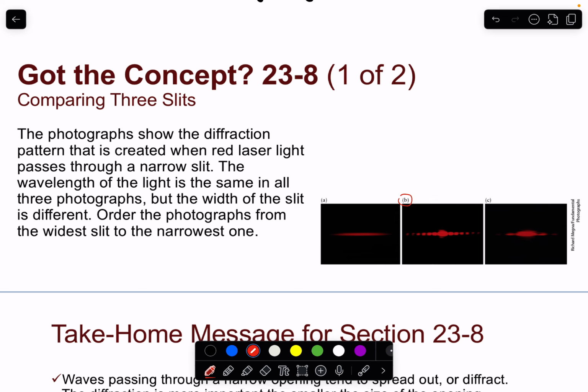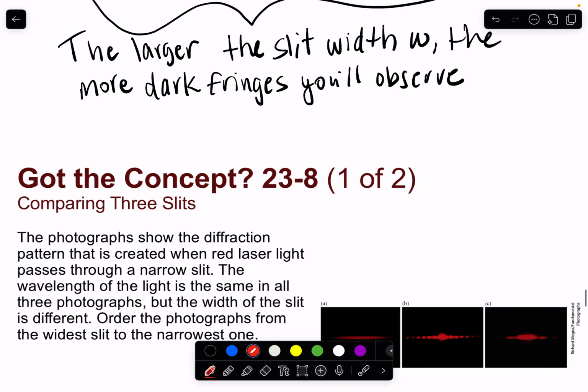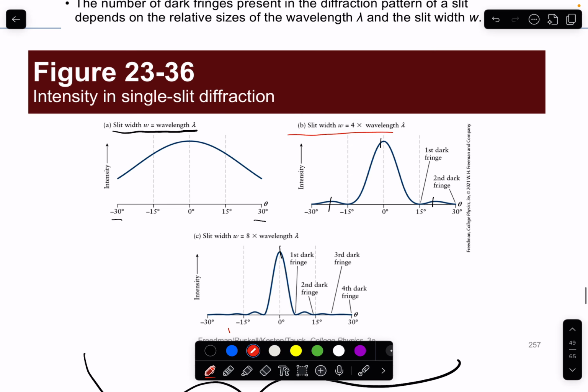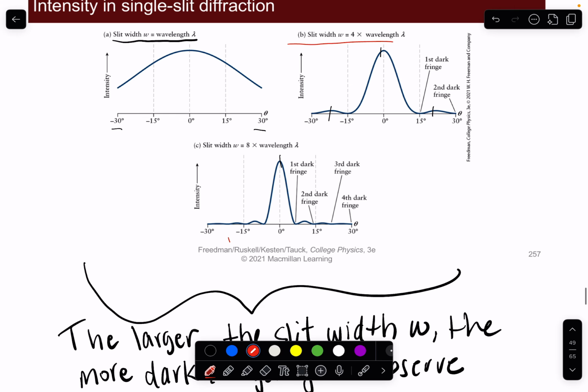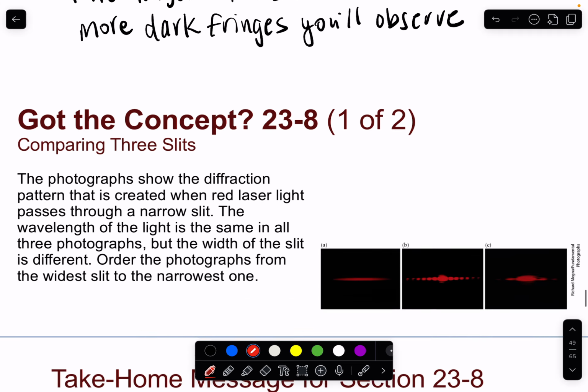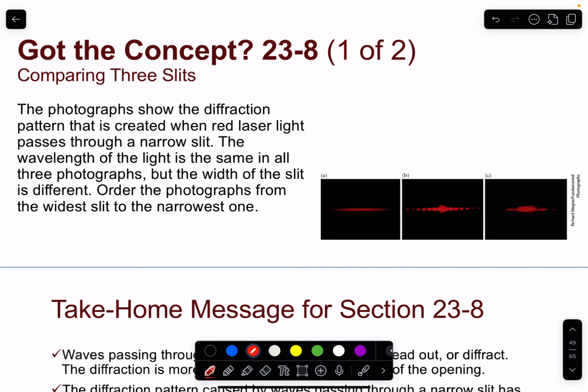So with that in mind, order them from widest slit to narrowest slit. So the widest slit would have more dark fringes, okay? So B would be the widest, followed by C, and then A, okay?